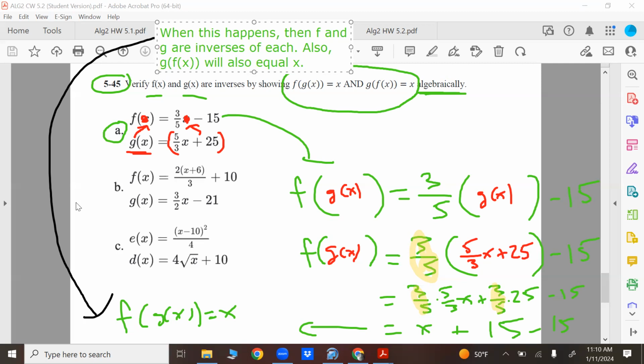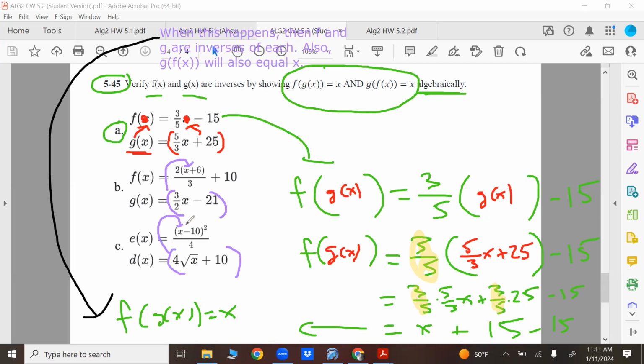I don't want to erase what's on here because it's good to see what I just did. Do that and clean it up. I would do it right now. Just do B and C really fast. You should get x each time. And after that, we're done.